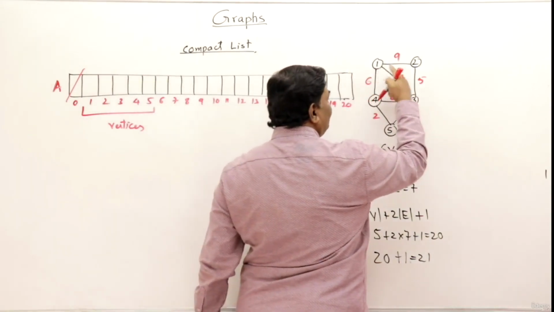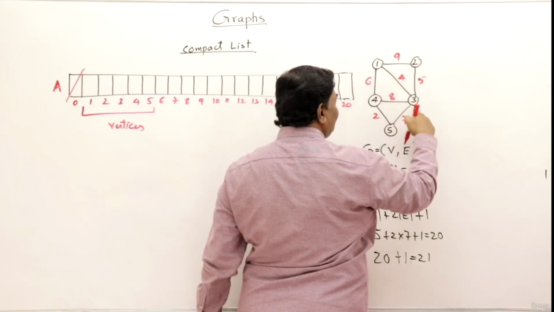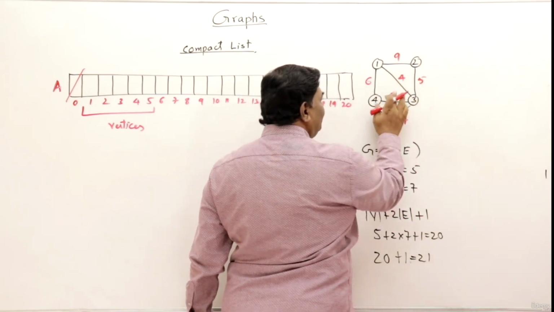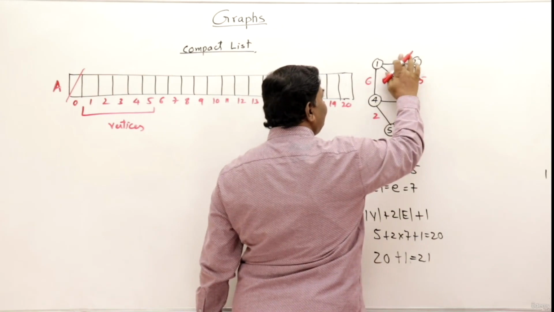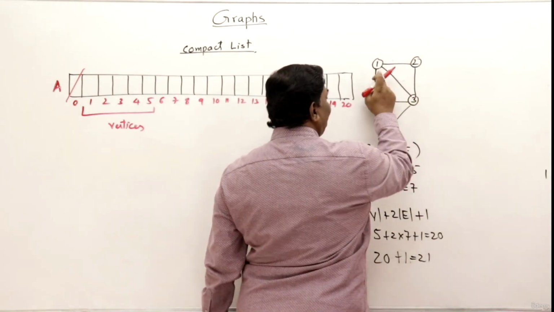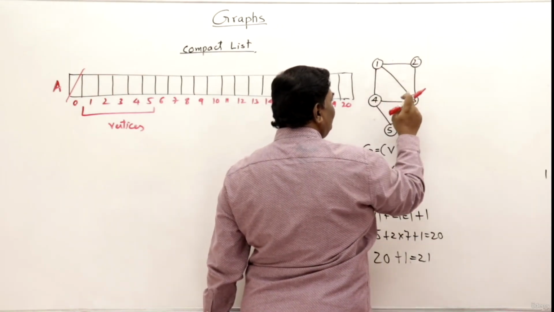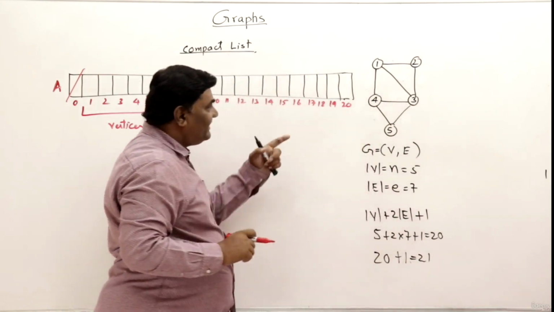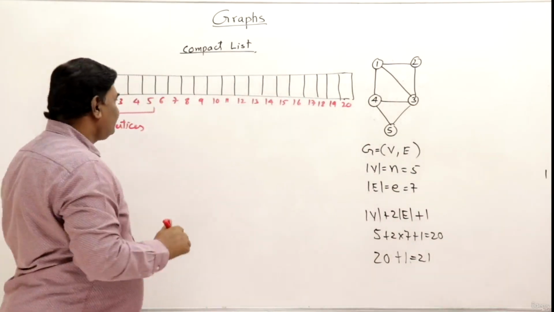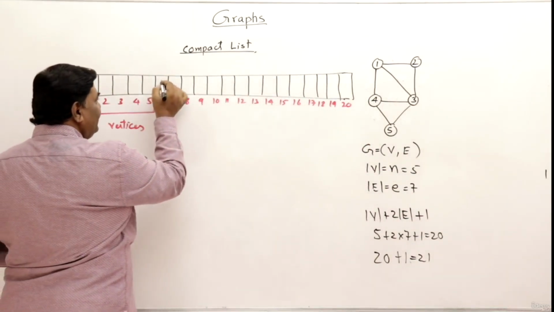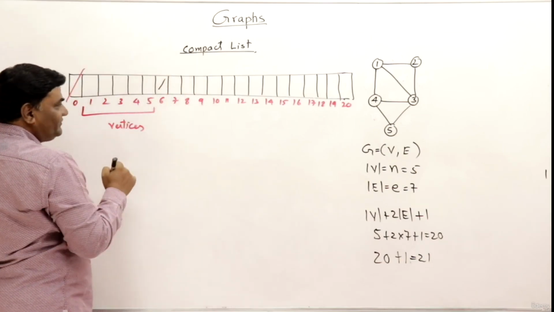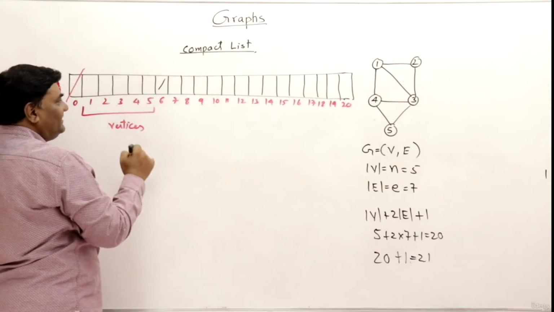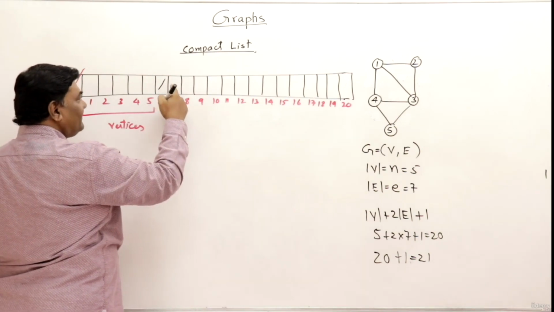Like for vertex 1, adjacent vertices are 2, 3 and 4. But now I will not be using weights. I will remove these weights. So for 1, adjacent vertices are 2, 3 and 4. So this I have to write down. So where to write down this? See here, leaving this location vacant. I will not use that location. I will show you why I am leaving it vacant.